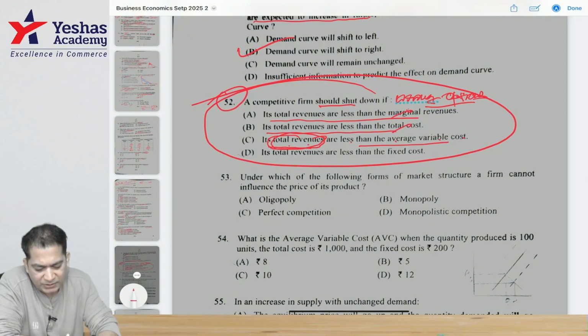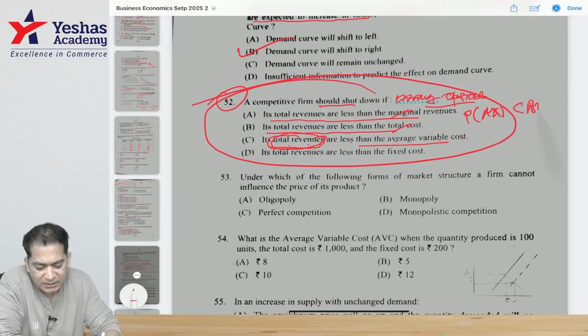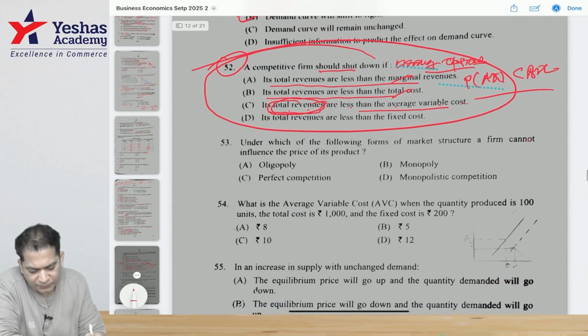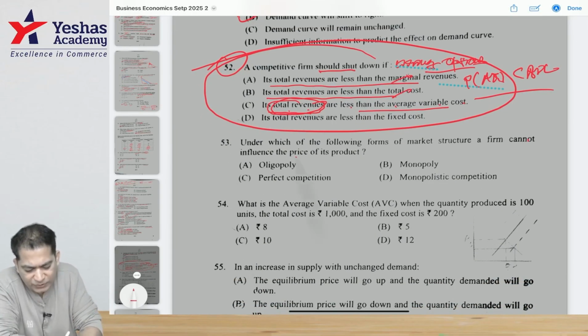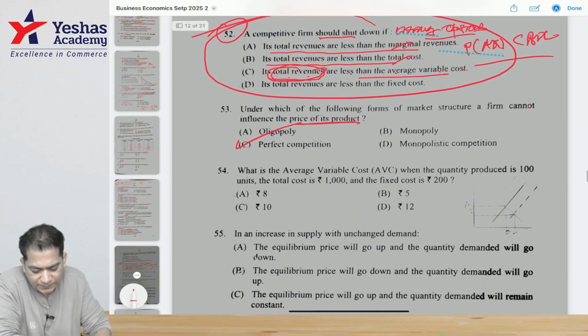Because the correct answer will be shut down. A competitive firm should shut down at the point where price or AR is less than AVC. Next, under which of the following forms of market structure can firms not influence the price of their products? It means the firm is a price taker. Price taker is perfect competition.